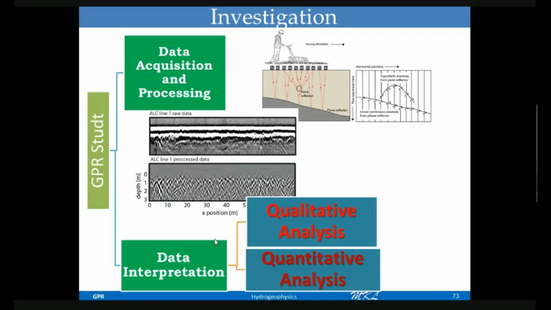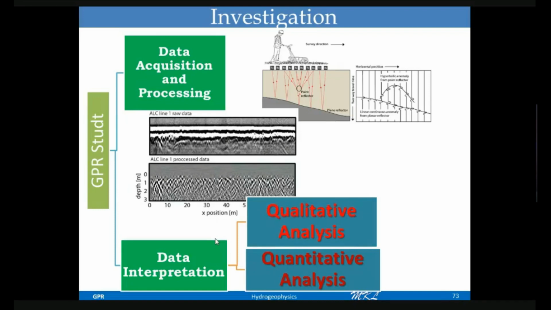Interpretation is done by qualitative analysis or quantitative analysis. I have already given you the example that he is better than her. How is he better than her? That is how much he is better than her, like he scored 10% better than her. Okay. So if I say he is better than her, that is a qualitative statement. If I say that he is 10% better than her, then it is the quantitative analysis.